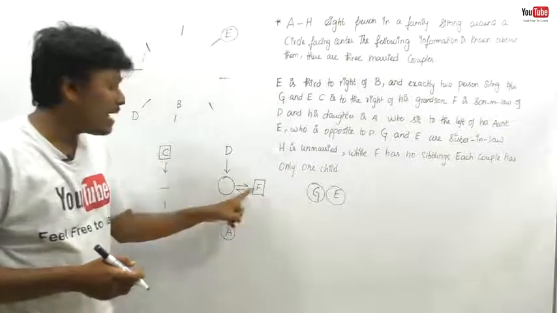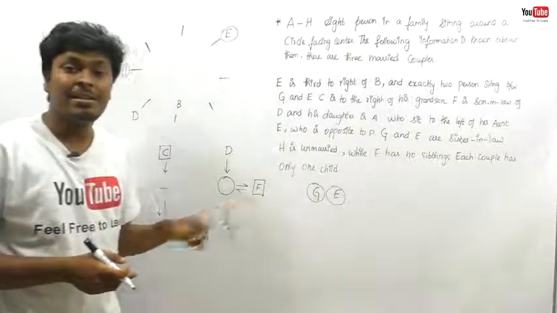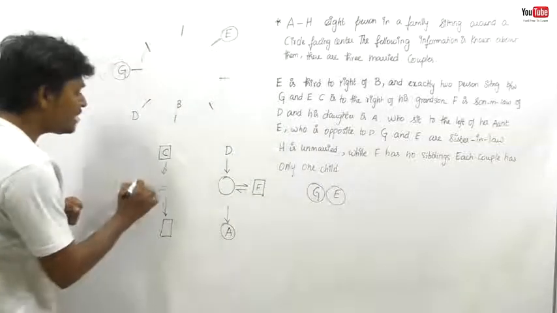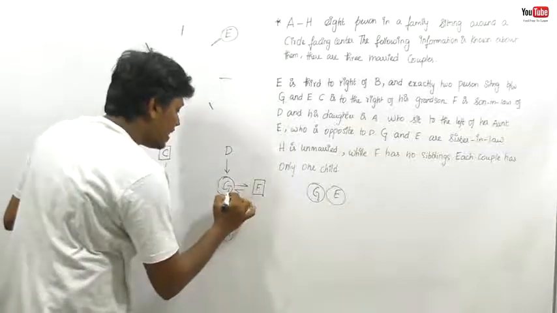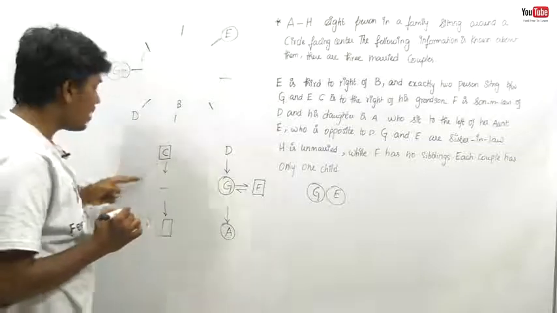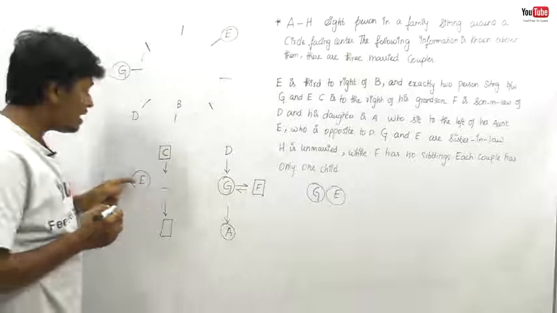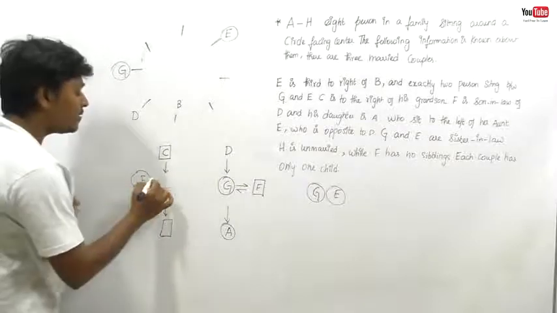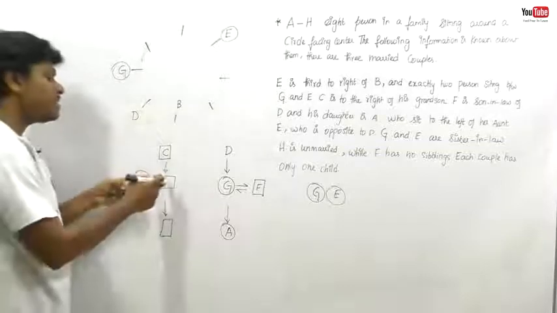Now they have said that F has no sibling. That means F does not have any brothers or sisters. So definitely E should come here, right? And G should come here. Only then can G call E sister-in-law. So both are sisters-in-law. If E and G are sisters-in-law, then definitely E should be married to some male person, but we don't know who that is.